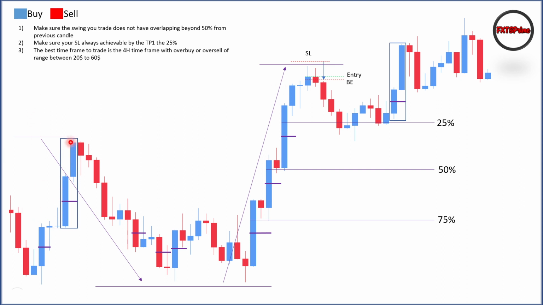Similarly, here, this is an overbuy also because the range is $20 and there is no overlapping which is crossing 50% of the previous candle. And this is what we mean by overlapping.